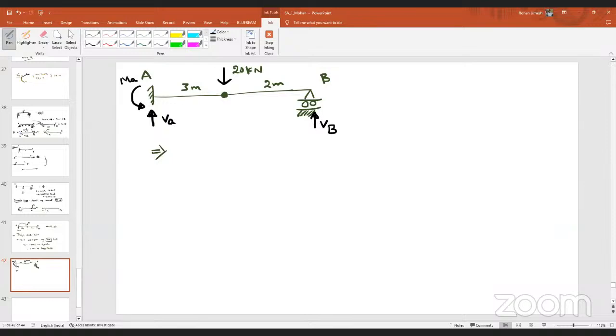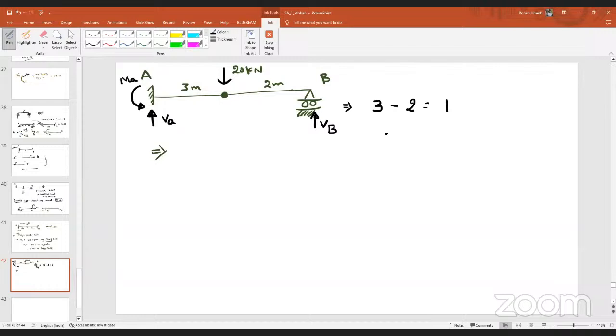Now total how many forces are there? 3. How many equilibrium equations do we have to consider? 2. Here are we considering any horizontal force? No, so there is no need to consider the summation of x equal to 0. That's why 3 minus 2, that will be equal to 1.